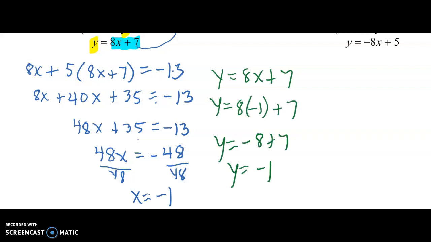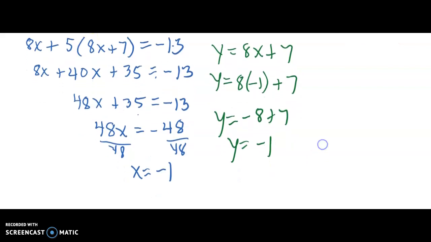And that's going to allow me to solve for y, and I get y is equal to negative 1. So now that I have an x and a y value, I have my ordered pair complete. So my solution for this system is negative 1, comma, negative 1.